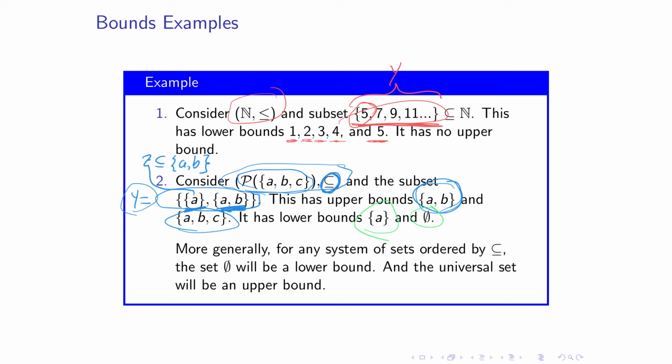And in fact, whenever you take any system of sets ordered by the set inclusion relation, the empty set will be a lower bound. And so, so long as you have a universal set, here the universal set would be like the set ABC, then that universal set will always be an upper bound.